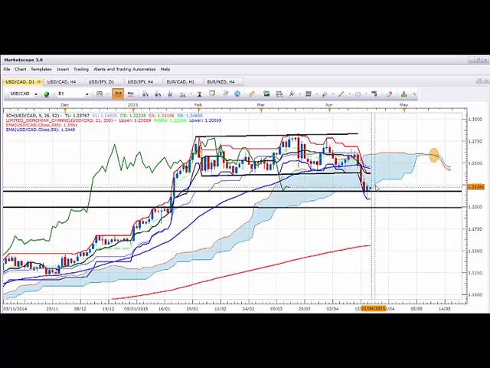So I'm going to watch that pair, but definitely I will look for a potential opportunity to short that pair because I know that the US dollar is weaker than the CAD.